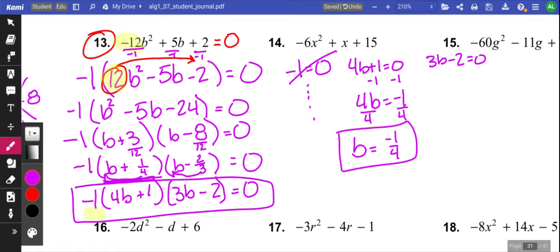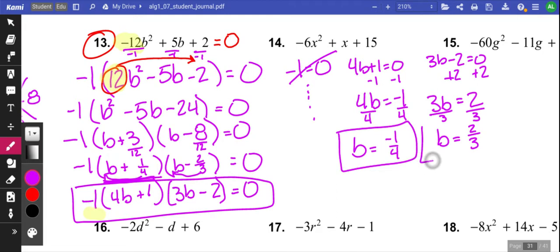Then we have this 3b minus 2. Again, you want to add or subtract first. So we're going to add 2 here to both sides. I get 3b is equal to 2. And divide out your 3 to get b is equal to 2/3. Okay, again, same as if you just plug this b minus 2/3 equal to 0, but for your final factored form, you do want to change it so you have the whole numbers.